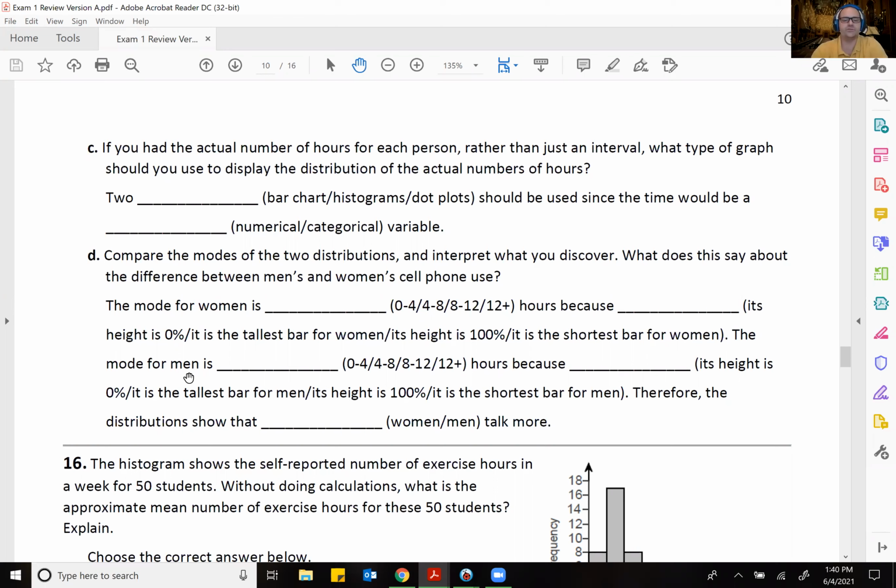Therefore, the distribution shows that women or men talk more. Women.